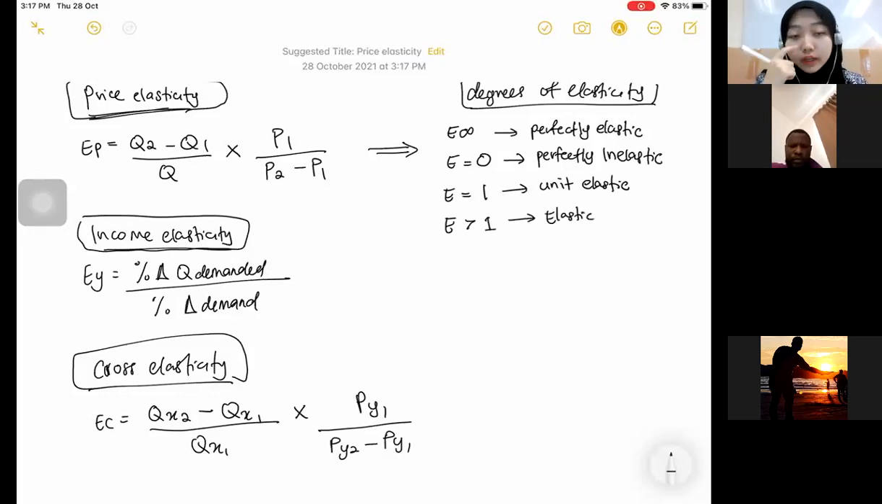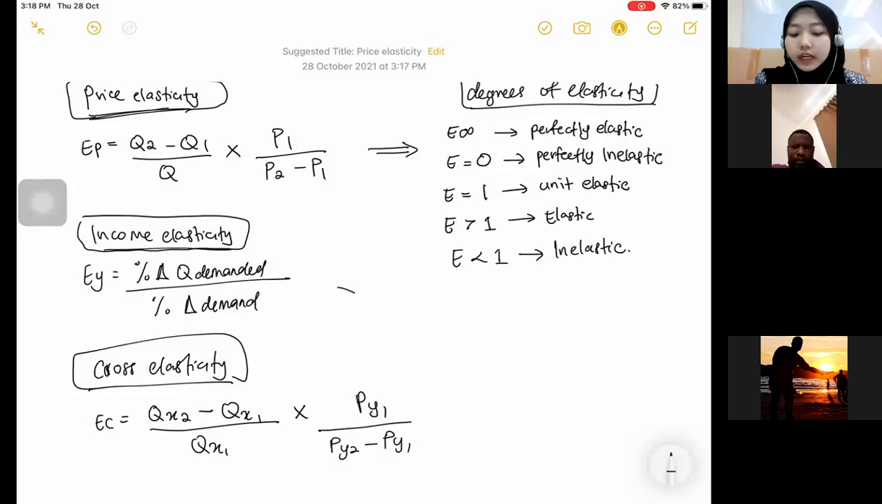Why do I provide you this? Because later, once we try to solve the question just now, we can just refer to this quick note. Okay, it's easy for you later on. This one is inelastic. So this is the degree for price elasticity.